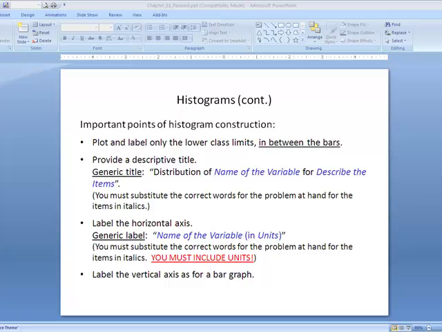So in the construction, we want to make sure we plot and label only the lower class limits, like I showed you, at the cut points. Provide a descriptive title, and in our class, here's our generic title: distribution of, the name of the variable, for, and you describe the item. Label that horizontal axis. We've got to know what the name of the variable is, and if there are units, you must include those units.